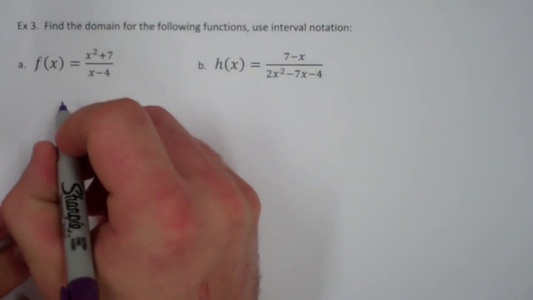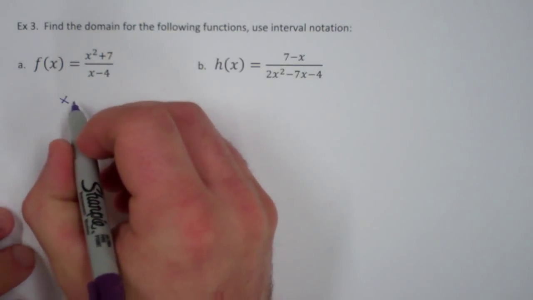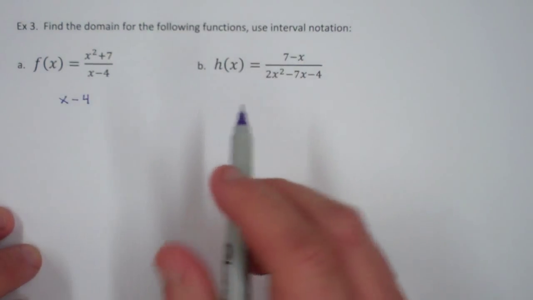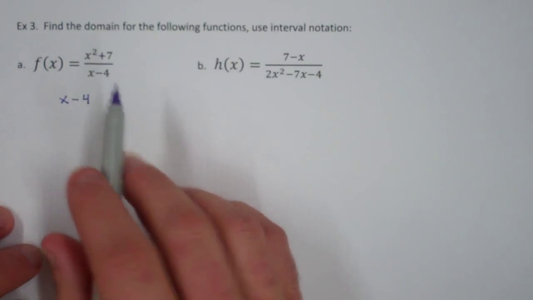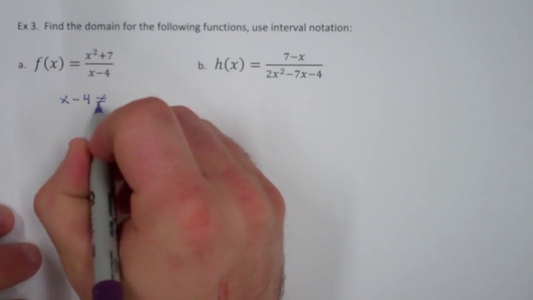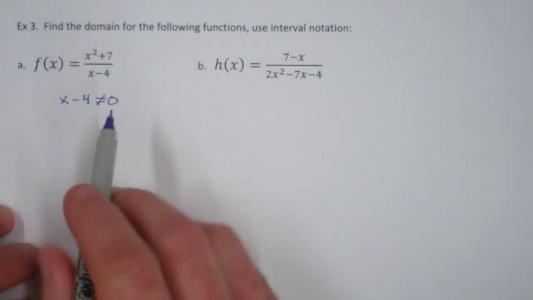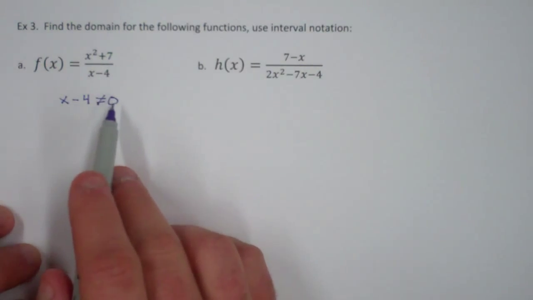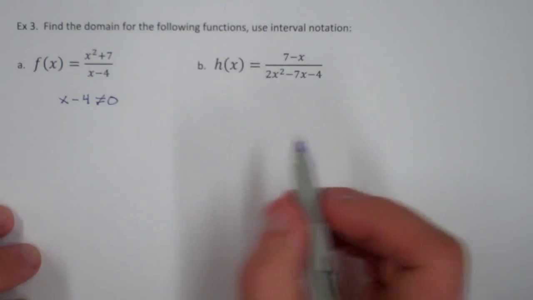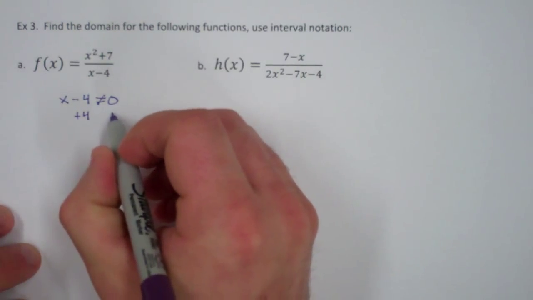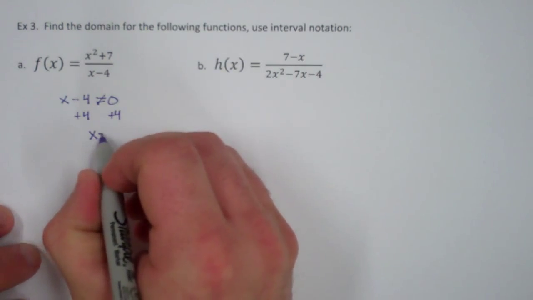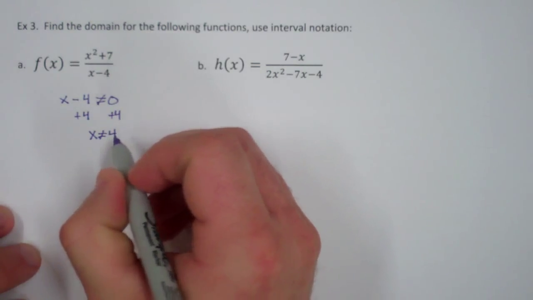So this one, we want to find the value that's going to make this 0, and I'm going to put a not equal to sign here, because we don't want the bottom to be 0. We need to exclude whatever value we find. So we're going to add 4. So x cannot be 4.